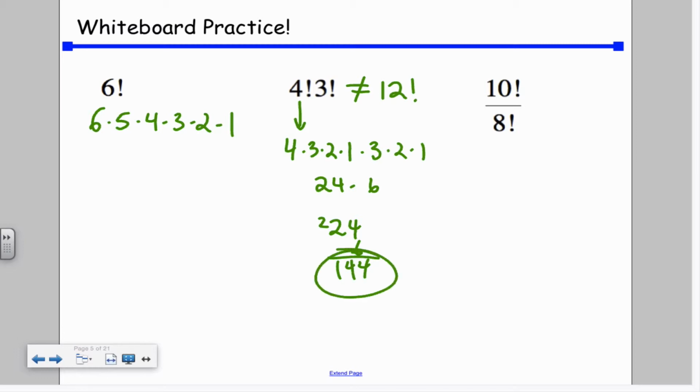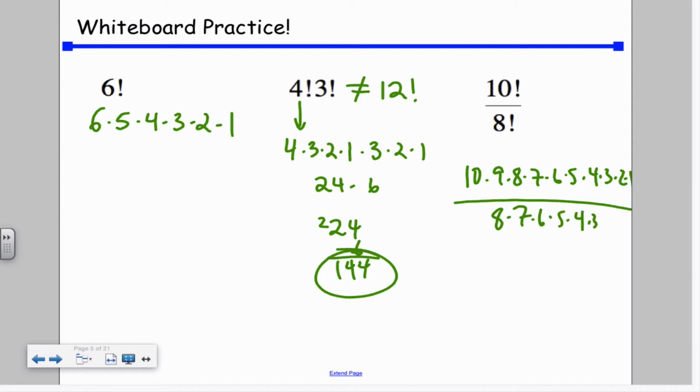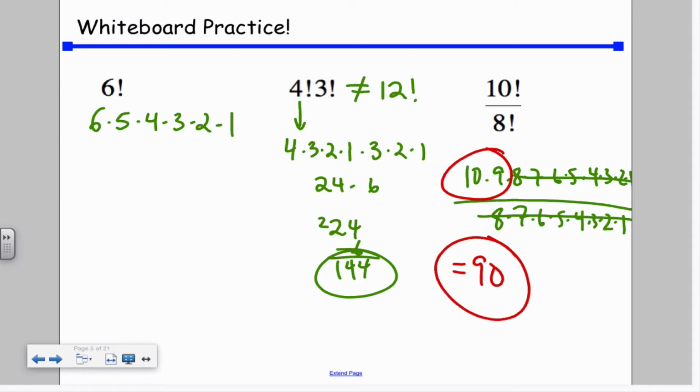Finally, we have 10 factorial over 8 factorial. So I'm going to do a little trick here. We don't want to calculate 10 factorial by hand, but I'm just going to write out what it is, over 8 times 7 times 6 times 5 times 4, 3 times 2 times 1. And we're going to cross out everything that we can, and you see what we're left with, 10 times 9, which is 90.